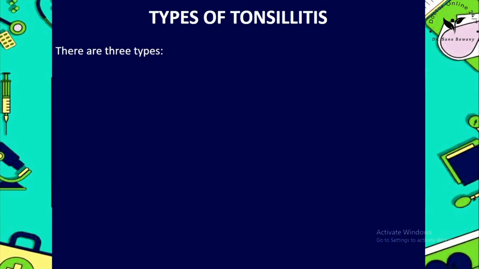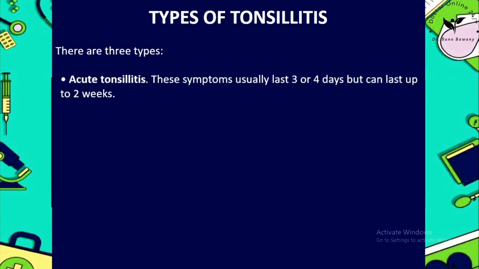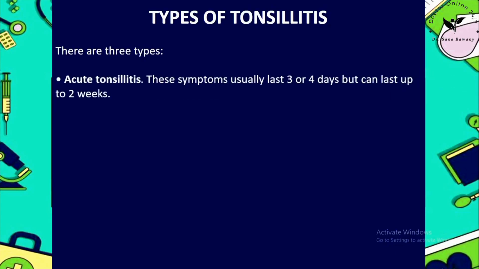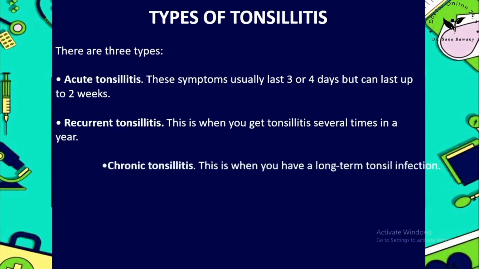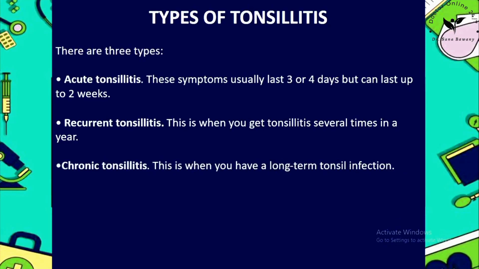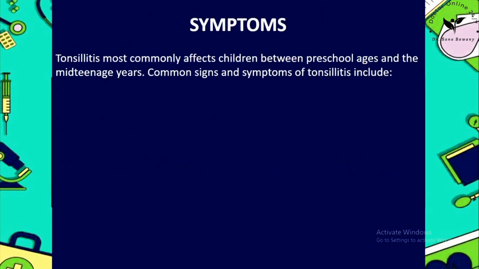Types of tonsillitis. There are 3 types. Acute tonsillitis. These symptoms usually last 3 or 4 days but can last up to 2 weeks. Recurrent tonsillitis. This is when you get tonsillitis several times in a year. Chronic tonsillitis. This is when you have a long-term tonsil infection.